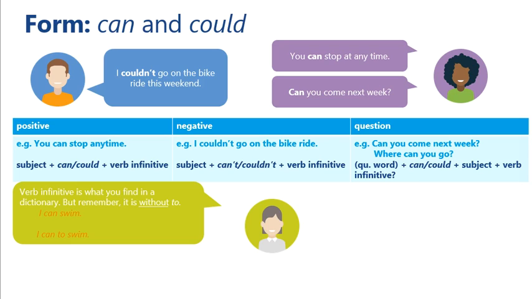Okay, the question form. We have, can you come next week? Or where can you go? We have the question word, for example, where, the modal verb can or could, the subject you, and the verb in infinitive, go. Where can you go? Or another example, can you come next week? In this case, we have can, you, the subject, come, verb infinitive, and next week, the complement. Can you come next week?